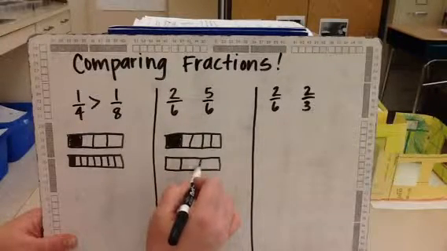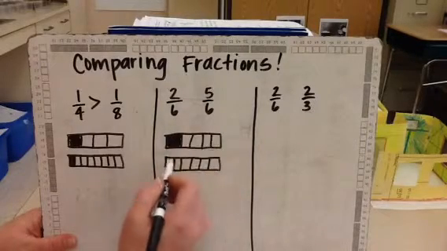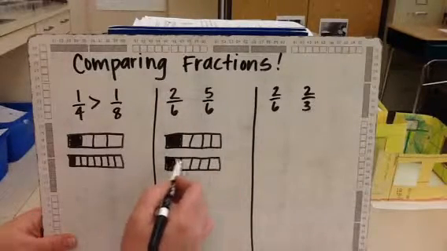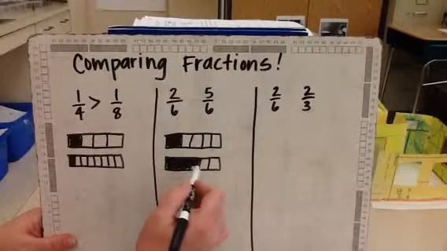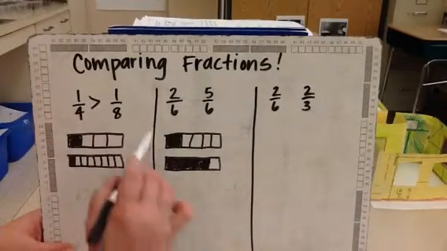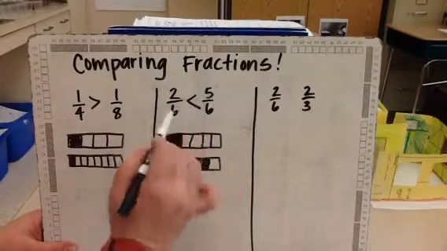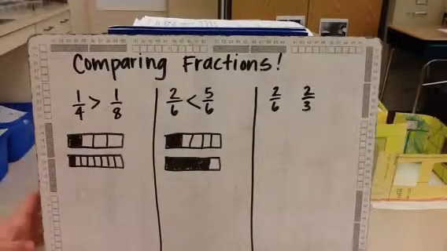Now I'm going to take that same size whole, divide it into 6 again. So I'm going to make my thirds, and this time I'm going to shade 5 of them in. So I can see in my visual here that 5/6 is greater than 2/6, and I can also use what I know about numerators and denominators to help me.